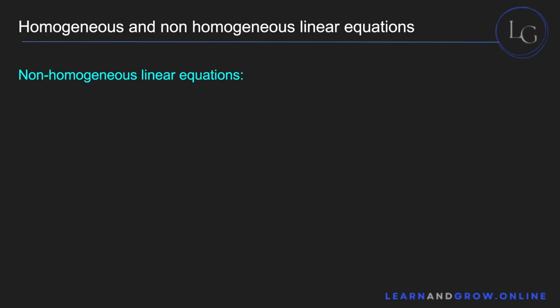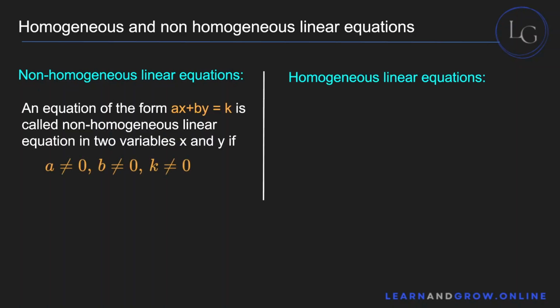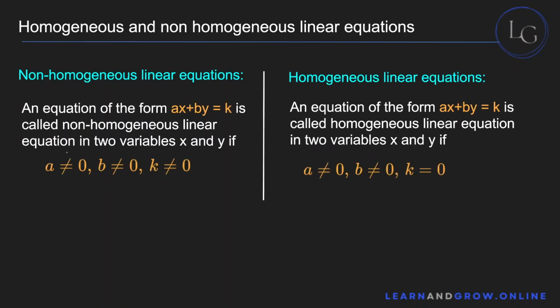So, homogeneous and non-homogeneous linear equations. Basically, a non-homogeneous linear equation, an equation of the form ax plus by is equal to k, a very simple equation, is non-homogeneous if a is not equal to 0, b is not equal to 0, and k is not equal to 0. And for a homogeneous linear equation, you have the same equation ax plus by is equal to k, and a is not equal to 0, b is not equal to 0, but k is equal to 0. So that is the difference between a non-homogeneous and a homogeneous linear equation.